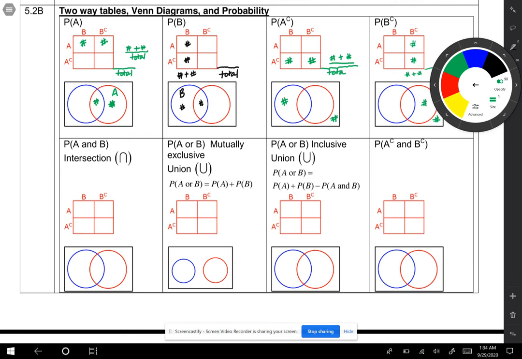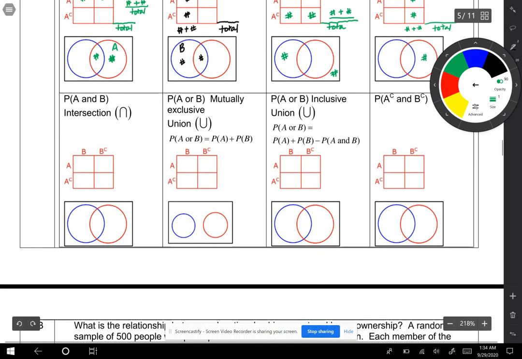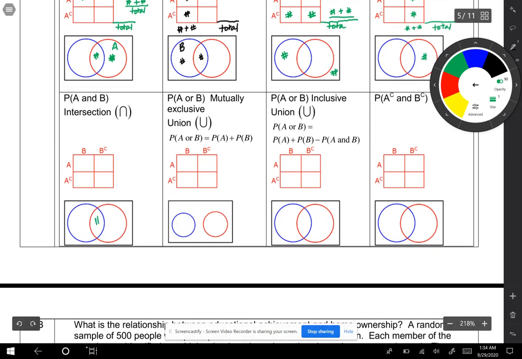The upside down U is an intersection, so it represents and. So the probability of A and B is quite simply right here. That's where the intersection of the two circles is. So in that Venn diagram, it would be this number right here, so only one box, and you would add that and divide by the total.